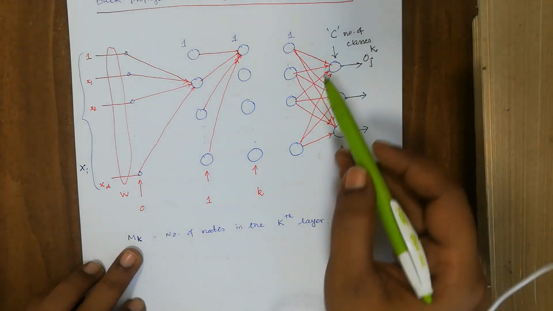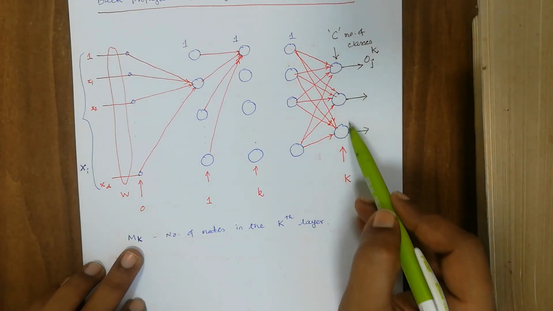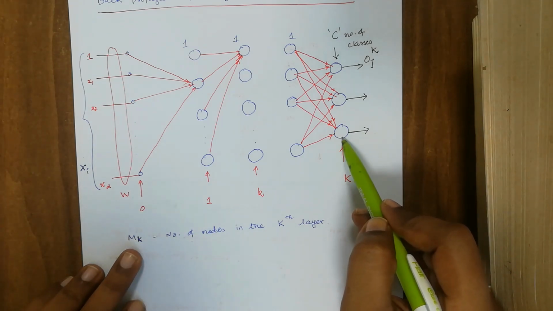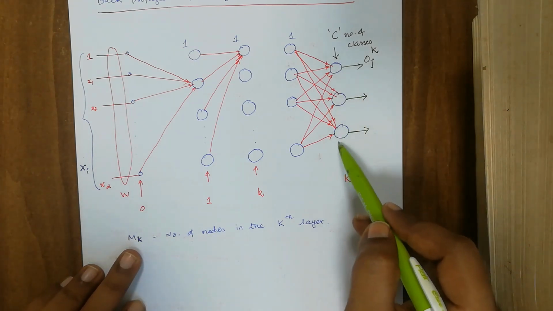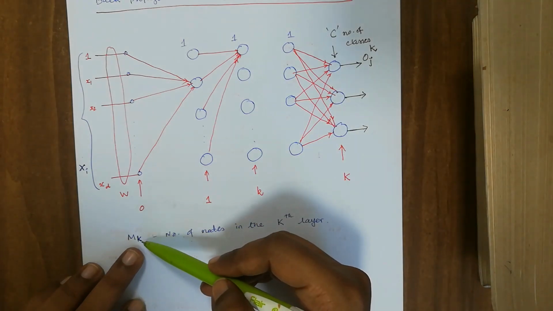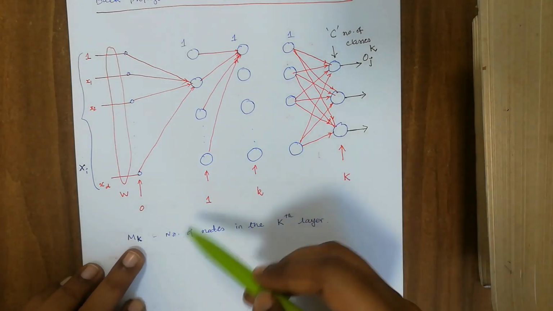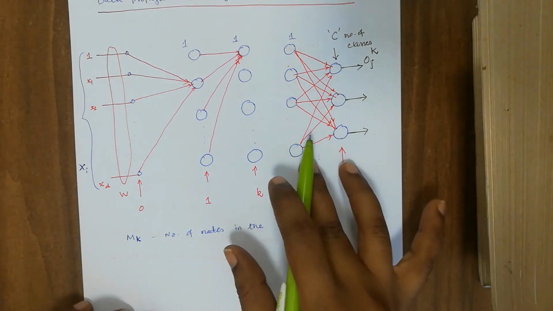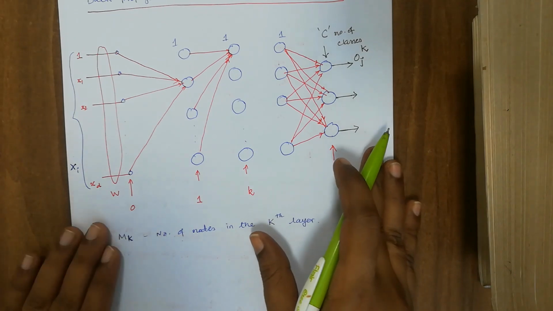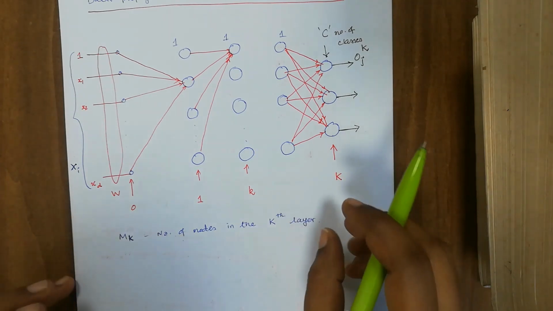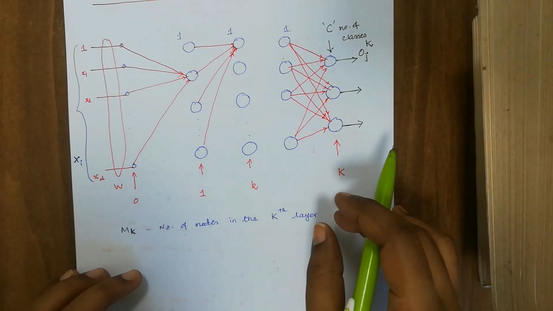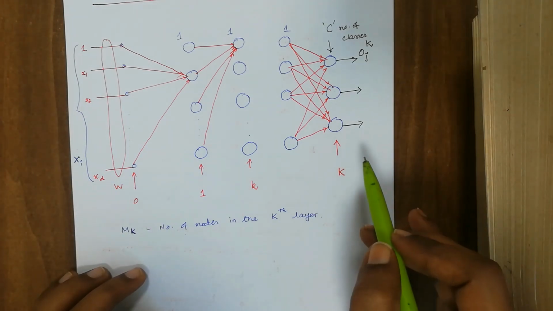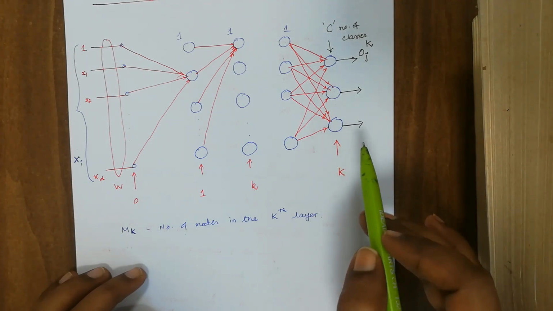For example, here this is the kth layer, and the number of nodes here, let us say, is 3. So the value of mk is 3 here, which represents the number of nodes in the kth layer. So with this architecture as a base, let us understand how to update the weight vectors as we discussed in the single layer single output perceptron and single layer multiple output perceptron.